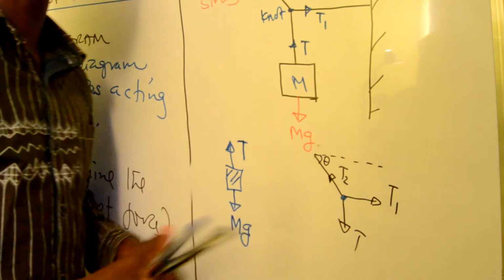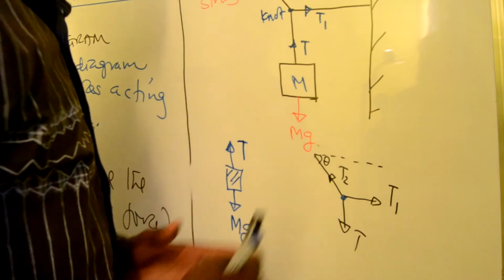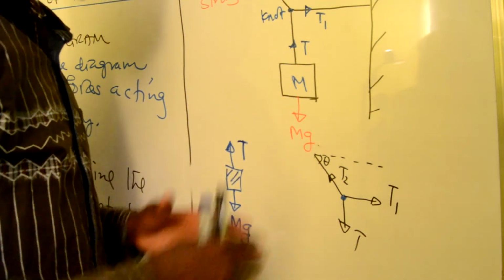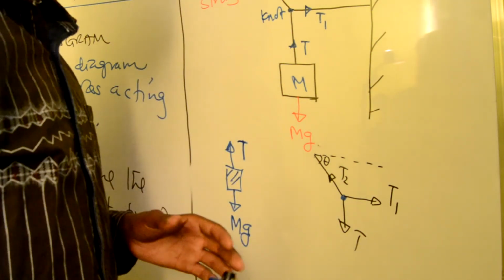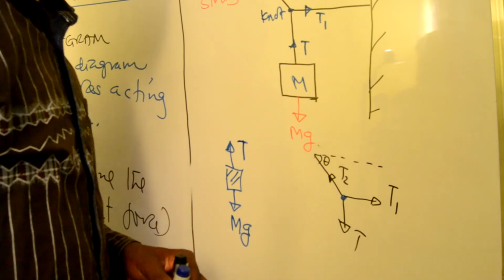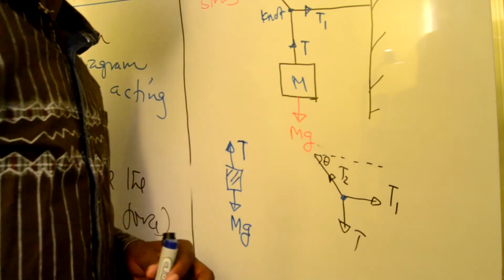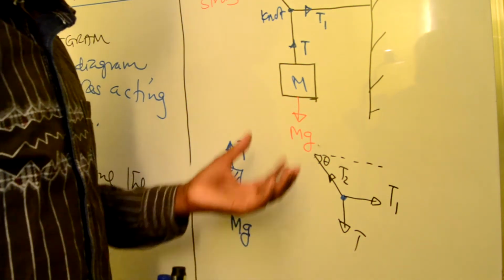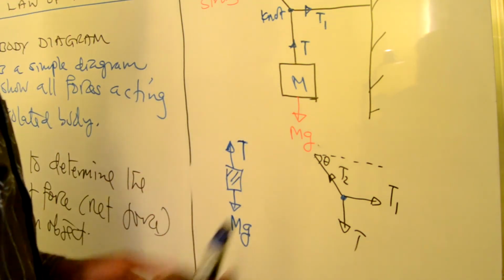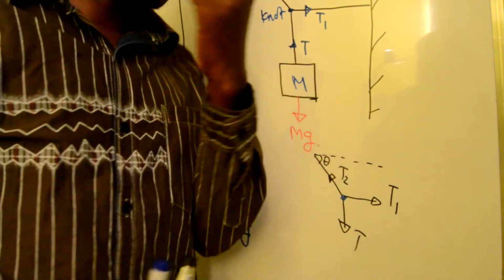Suppose you are interested in obtaining the expression for tension, either tension 1 or tension 2 or simply T. We can use Newton's second law of motion to obtain the expression for tension, or whatever according to your interest.